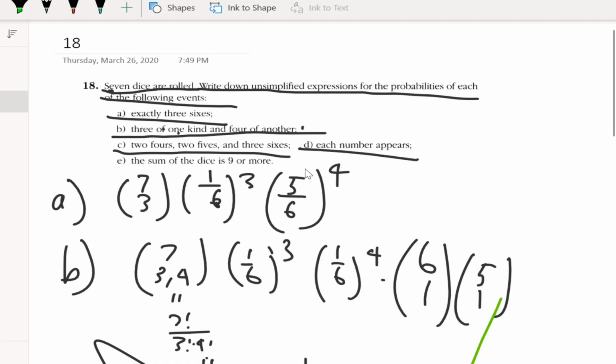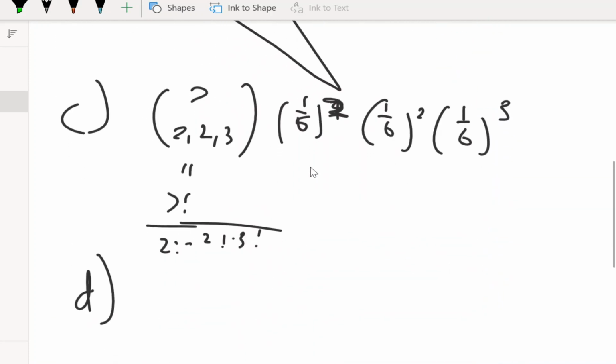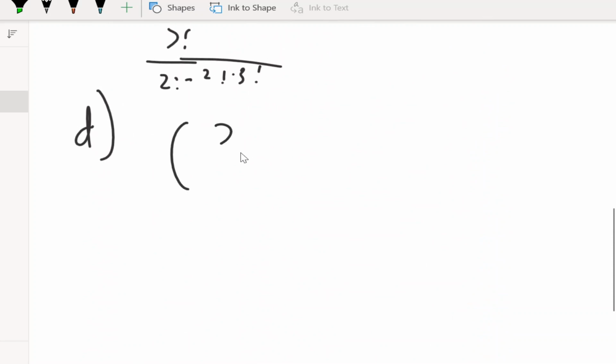Alright, so the probability that each number appears. So for each number to appear, when you have 6 total numbers and 7 total rolls, the number of possible combinations is 1, 1, 1, 1, 2, 3, 4, 5, 2. Okay, yeah.